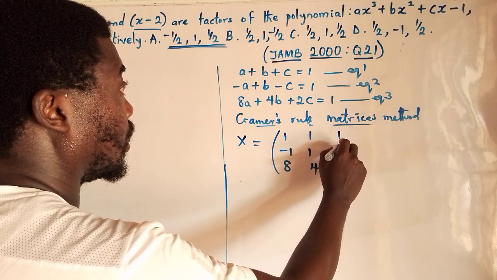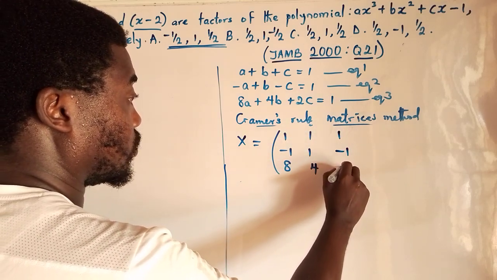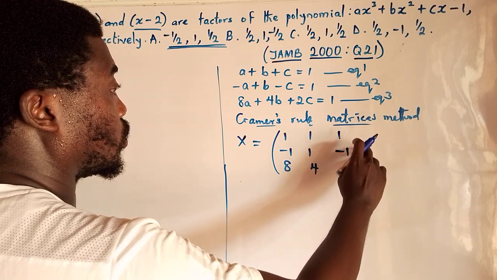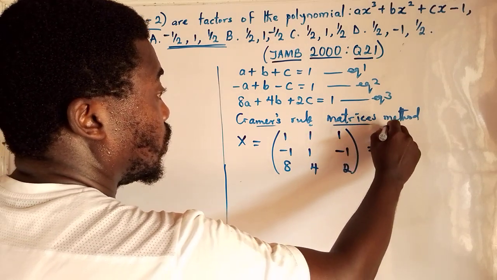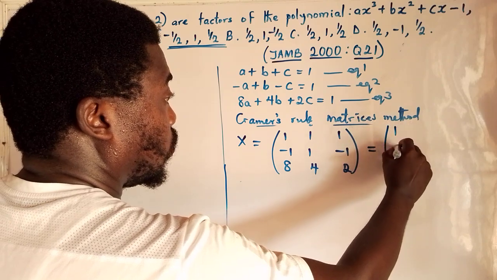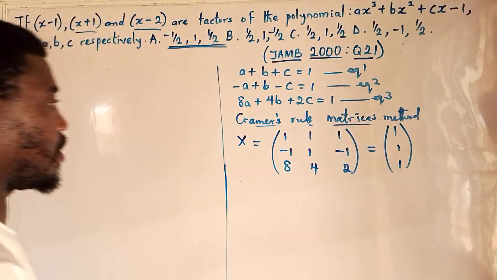1, minus 1, and then 2, on the third column. This matrix is equal to the value of this 1 by 1 matrix, 1, 1, 1. So we now have what?